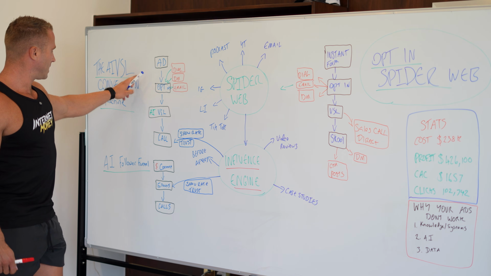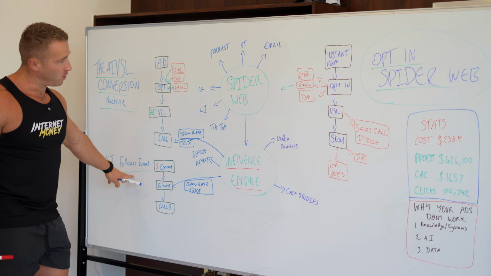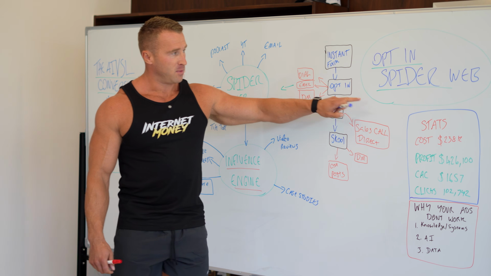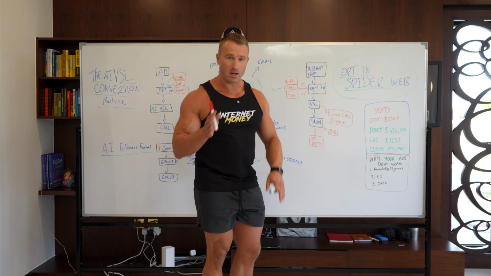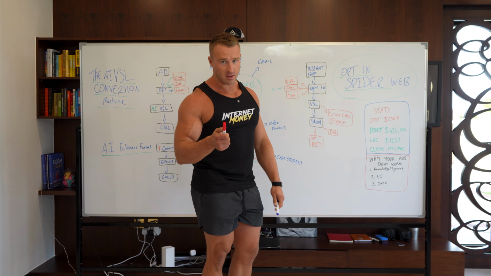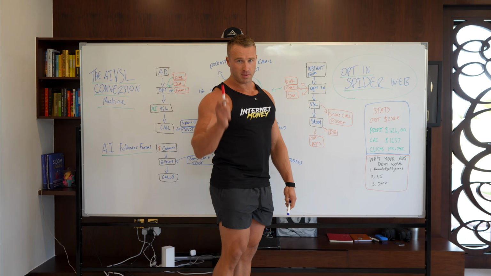We have the AI VSL conversion machine, the AI follower funnel, we have the spiderweb marketing technique, the influence engine, the opt-in spiderweb. I'm going to break these down one by one and show you exactly how they all work and how it all collectively works as an ecosystem so you can implement some of this into your business too.